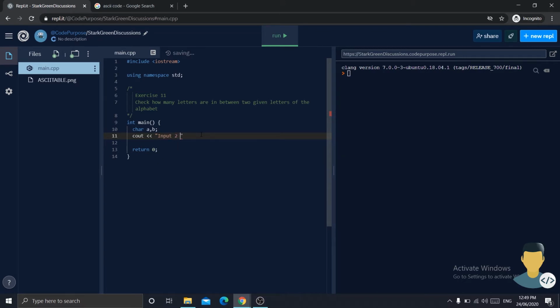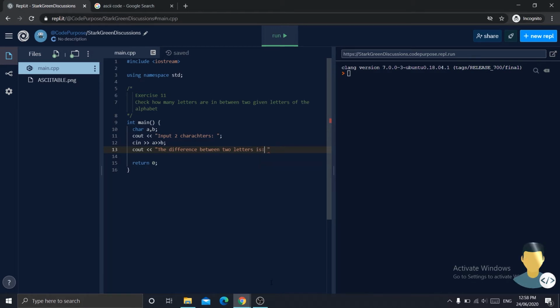Input two characters. Now we will write cin A and B. Now we will simply start printing it. The difference between two letters is.